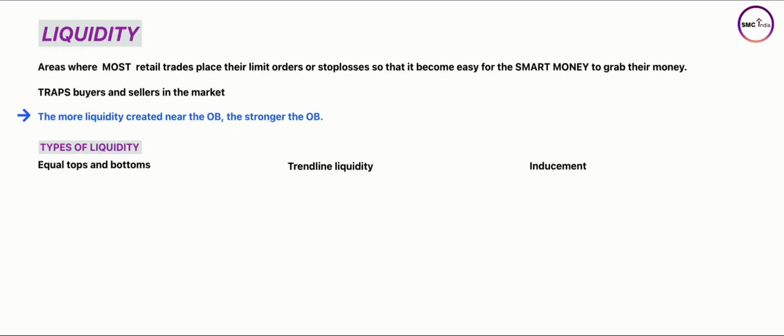In this video I'm going to cover liquidity. So what is liquidity? Liquidity are the areas where most retail traders place their limit orders or stop losses so that it becomes easy for the smart money to grab the money.